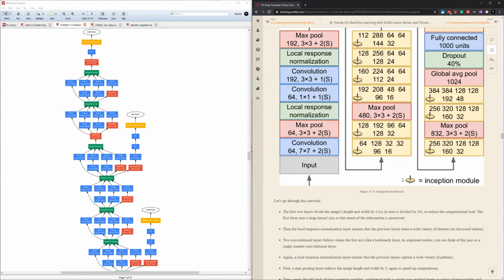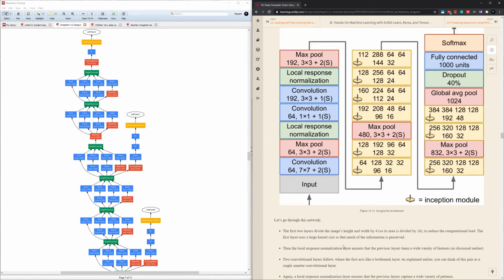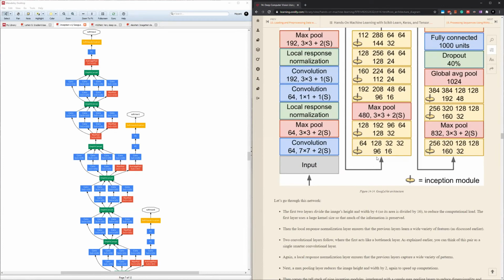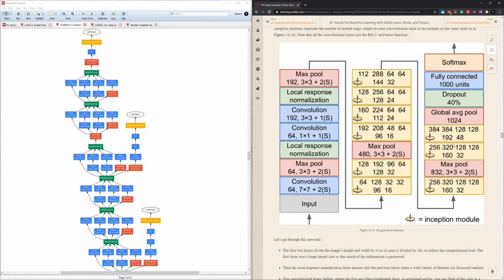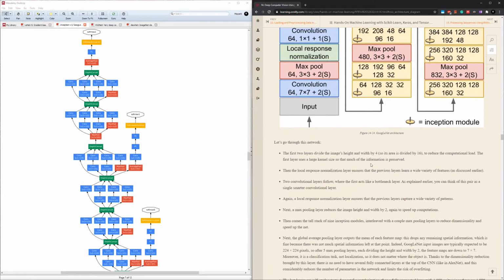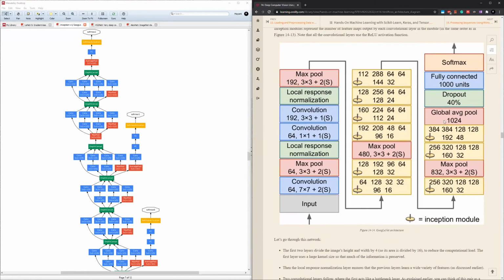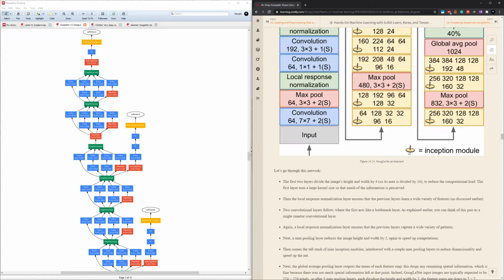And then there is the stack of 9 Inception modules: 1, 2, 3, 4, 5, 6, 7, 8, 9. These have a couple of max pool layers to reduce the image height and width, and to just speed up the computations. And then there's a global average pool.